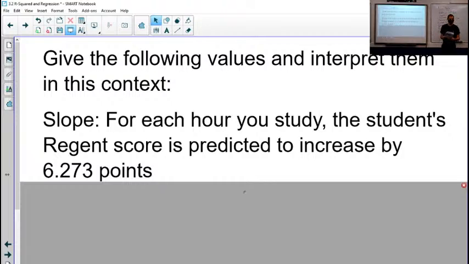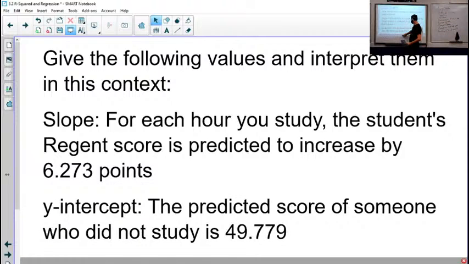Y-intercept: it makes sense to interpret the y-intercept here. What does it say? When you study for 0 hours, your score is predicted to be about 400. When x is 0, here's what the prediction for y is. In other words, for someone who did not study for 0 hours.